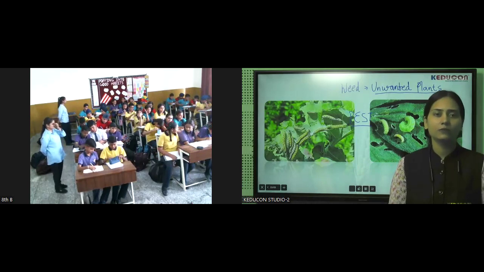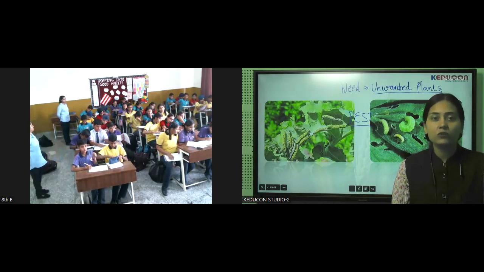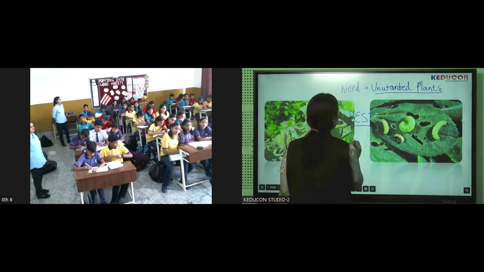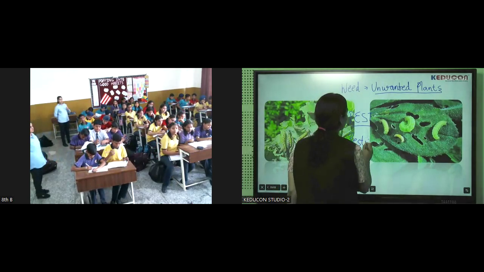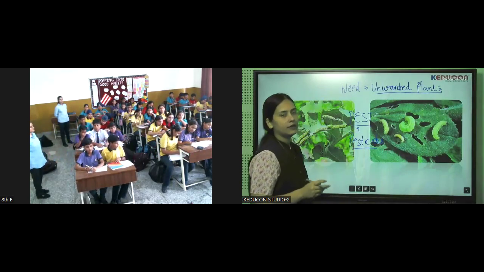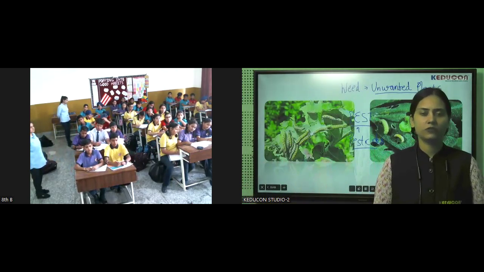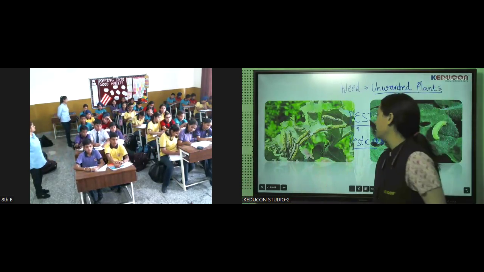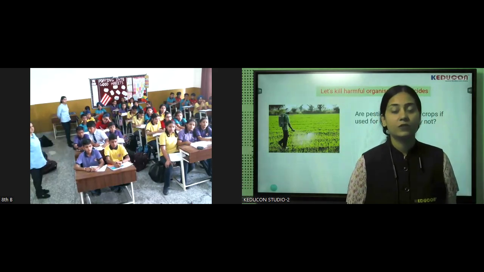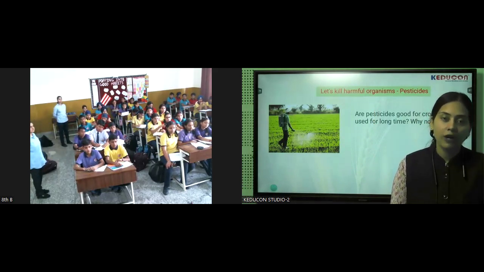So what can be done? What can be done in that case? We should use something against them, and that is called pesticides. Pesticides are used to kill pests. Nowadays we have organic pesticides also, like from the neem tree, from the eucalyptus tree, many. But still farmers use chemical pesticides. So chemical pesticides are not good for our health, and not good for our environment also.